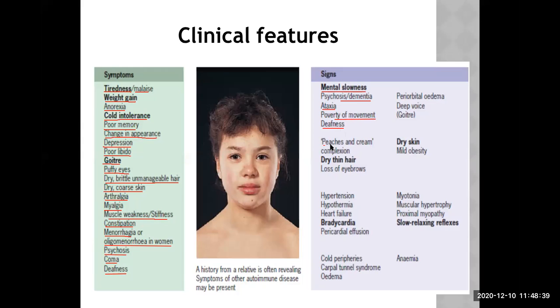There may be a peaches and cream type of complexion. This is a typical appearance in the patient, or you can call it a coarse type of appearance. And sometimes there is hypercarotenemia in case of hypothyroidism. Hypercarotenemia. What is the meaning of that? Hypercarotenemia. Yes.